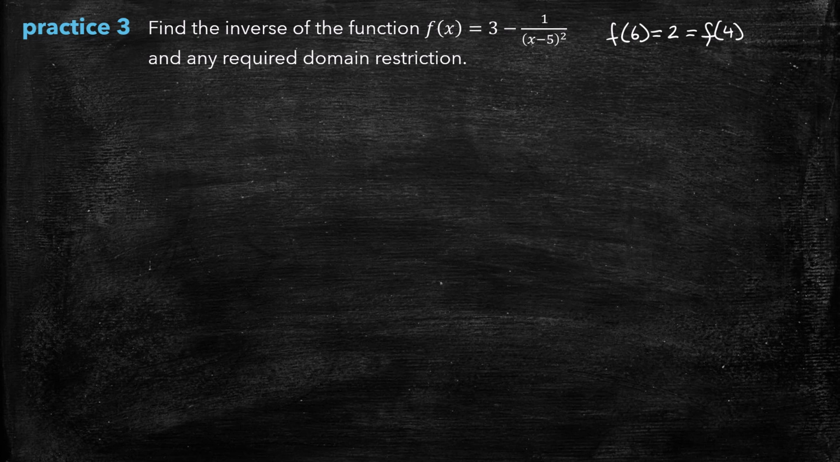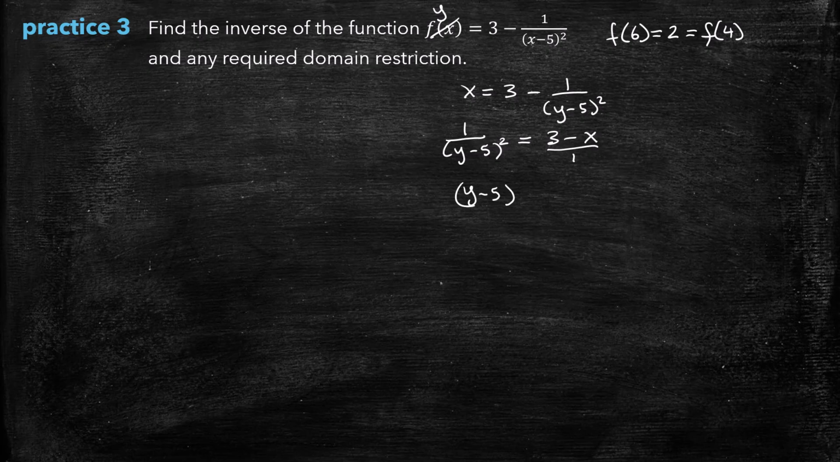And one way to be certain is to actually find the inverse function, and you can learn a lot from that. So let's find the inverse. Let's begin by switching x and y. And then I'm going to bring the 1 over y minus 5 squared term to this side, so it becomes positive, and then 3 minus x over here. I'm going to put that over 1. Because I want y in the numerator, I'm just going to take the reciprocal of both sides. So I get this.